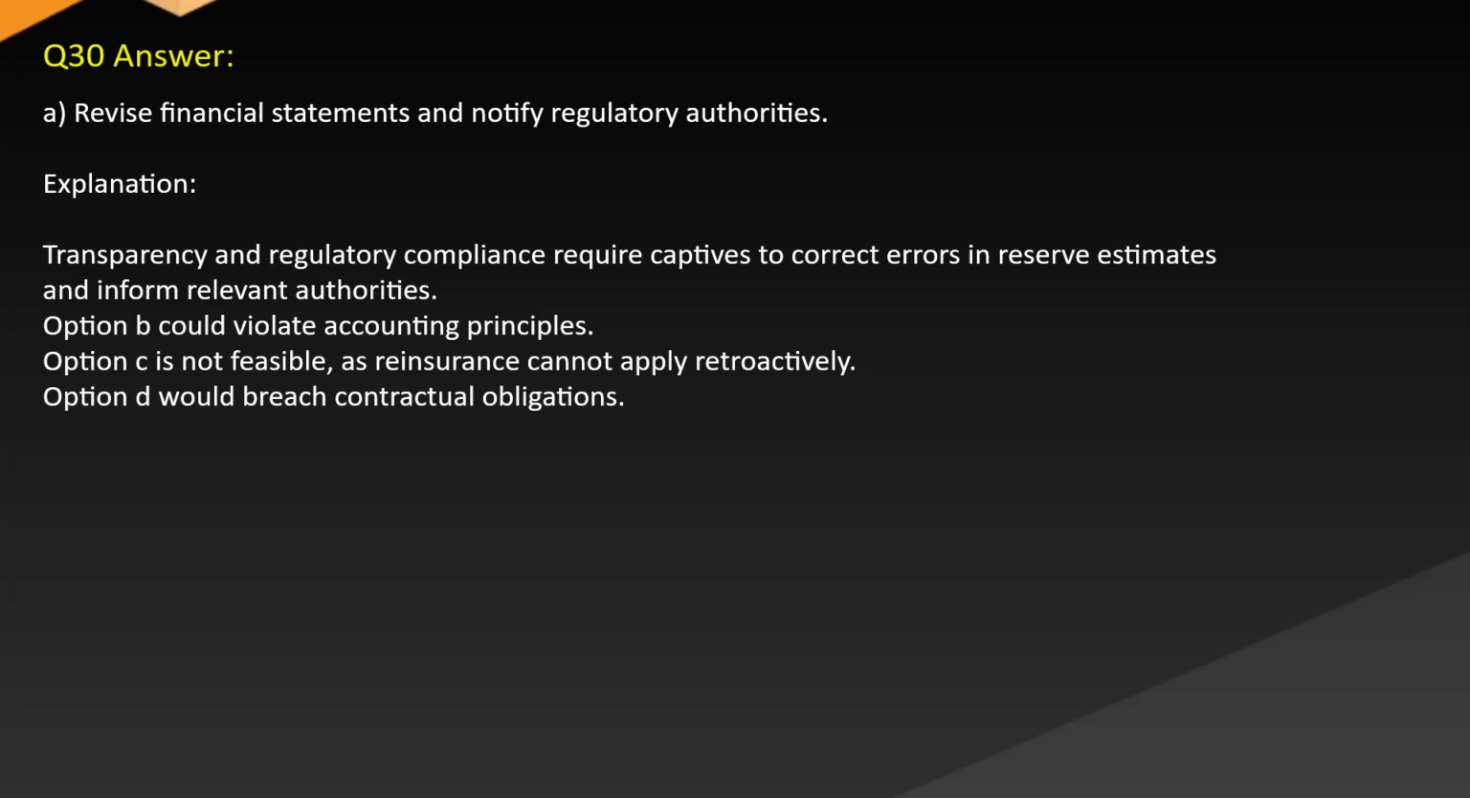Answer: A. Revise financial statements and notify regulatory authorities. Explanation: transparency and regulatory compliance require captives to correct errors in reserve estimates and inform relevant authorities. Option B could violate accounting principles. Option C is not feasible, as reinsurance cannot apply retroactively. Option D would breach contractual obligations.